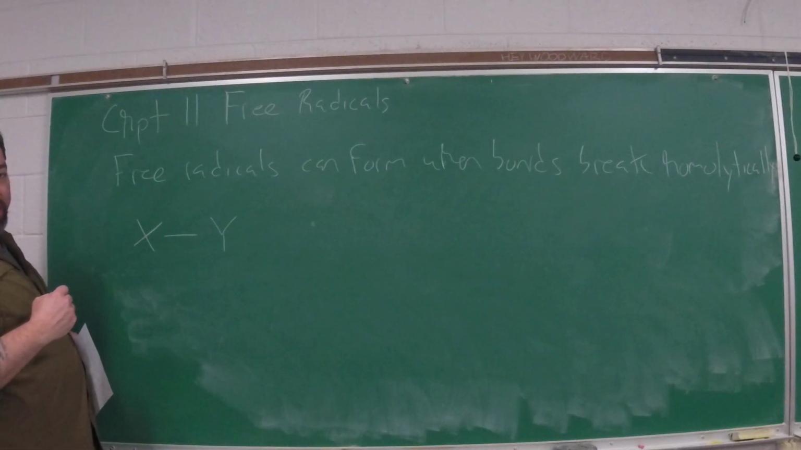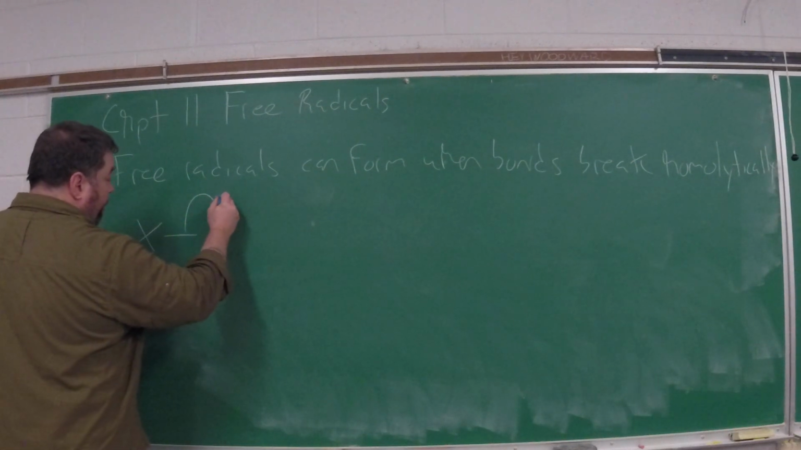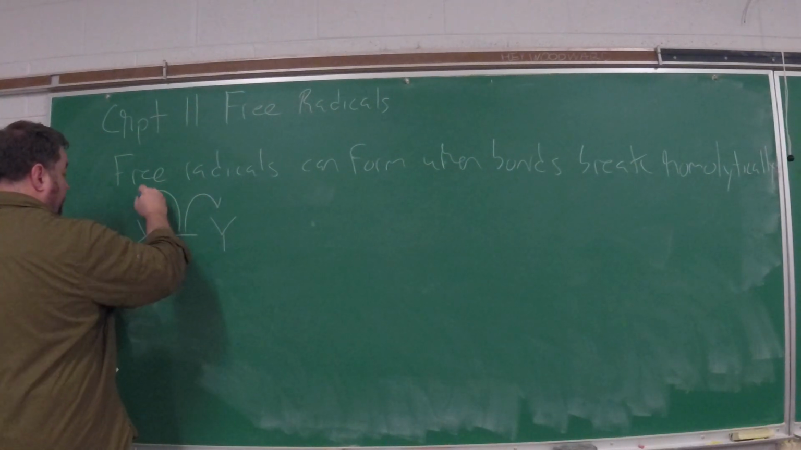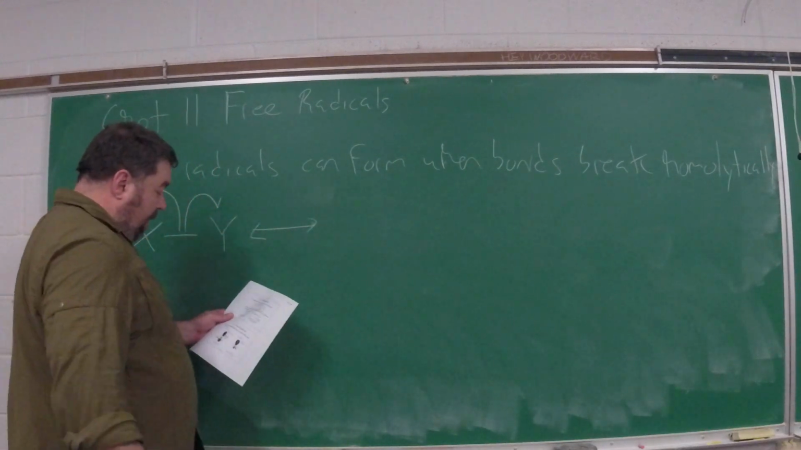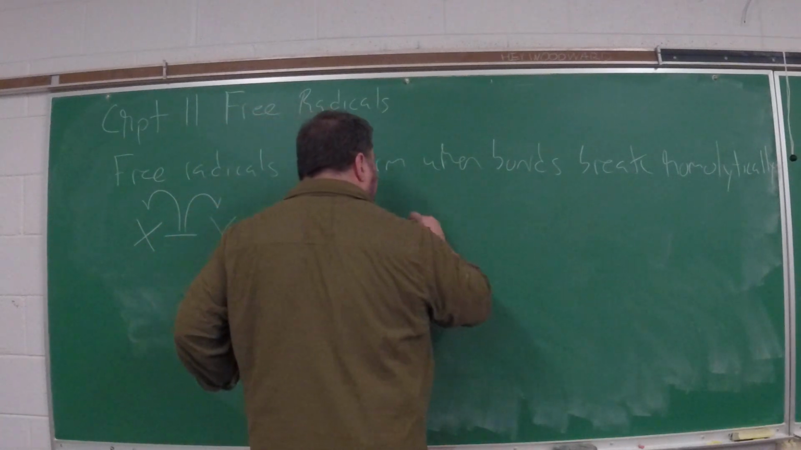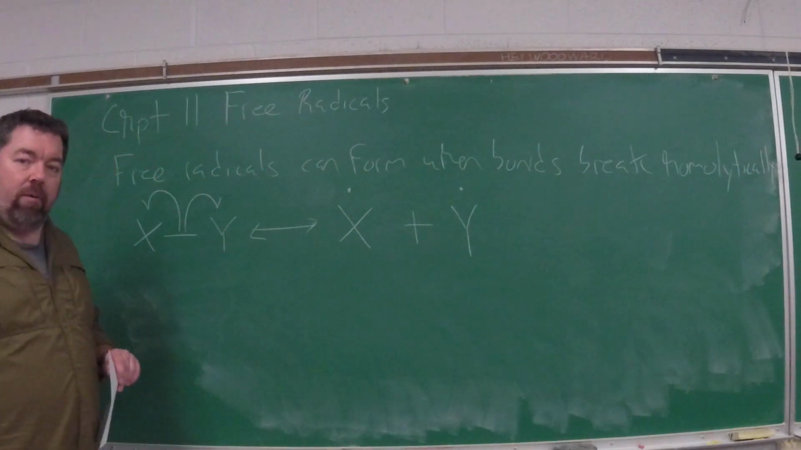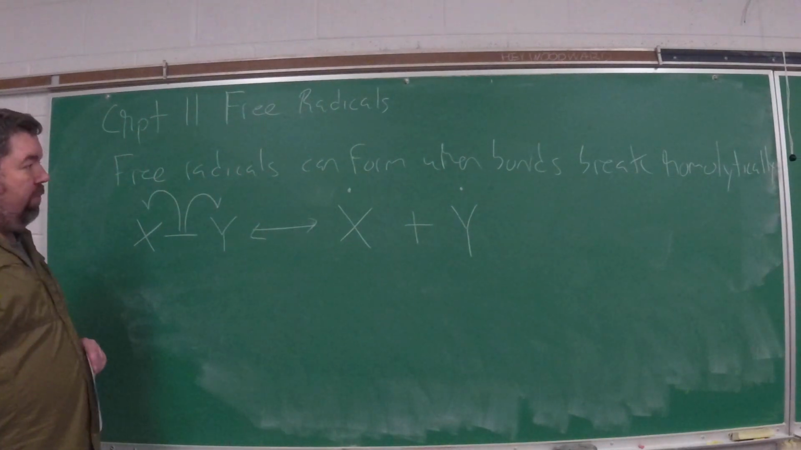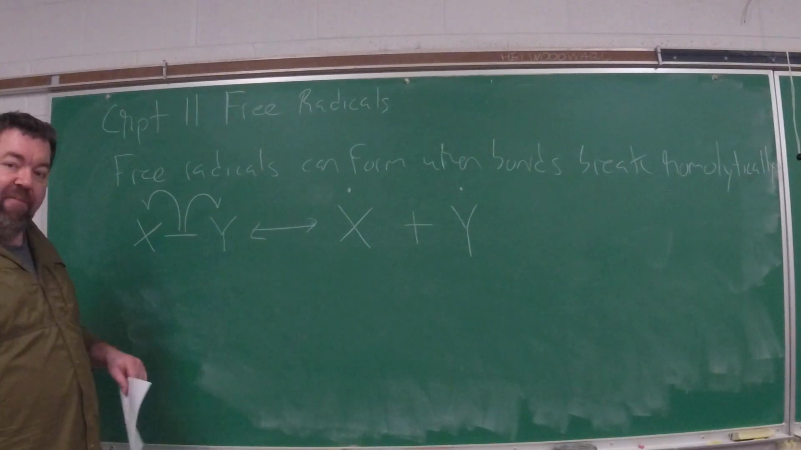Again, for a single electron, you use a half arrow. Like thus, right? Creating two free radicals. So there you go, homolytic cleavage. Again, half arrow.